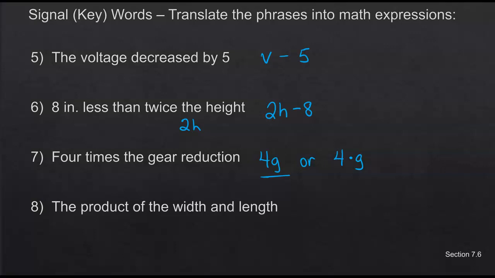And then the last one is the product of the width and length. So product means multiply. So we're going to multiply width times length. So you can write W times L, or you can just write it side by side, WL. I guess I should make this one look a little more like it's capital letter like I did on the first one.